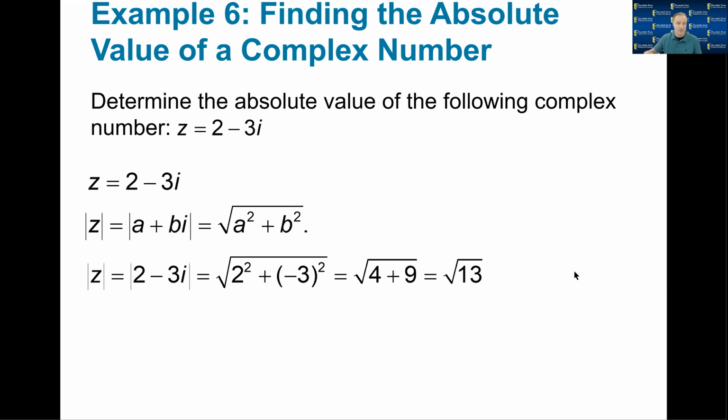Now, if I'm asking you to determine the absolute value of 2 minus 3i, same idea. You'd say, well, it's just the square root of the real number component squared plus the imaginary coefficient squared. In this case, it's going to be 2 squared plus -3 squared. Doesn't matter whether you put the negative in there or not. Of course, since it's being squared, you're just going to get 4 plus 9. That's 13. Our absolute value of 2 minus 3i is simply the square root of 13.